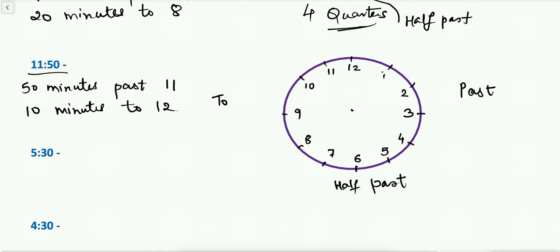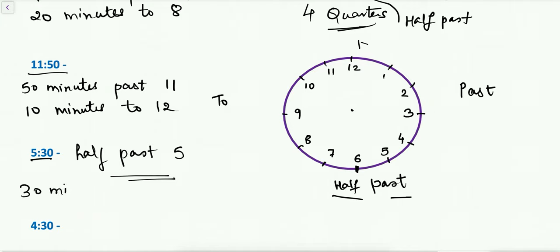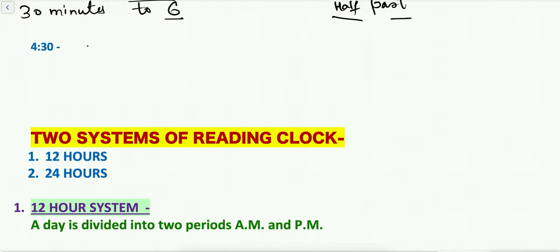So this is the clock from 12 to 6. If we say past, the minute hand will be read as past, and from 6 to 12 it is moving towards the next number, so it will be to. And if the minute needle is at 6, it will be half past. So 5:30, we will say half past 5, or 30 minutes to 6. 4:30 will be half past 4 or 30 minutes to 5.